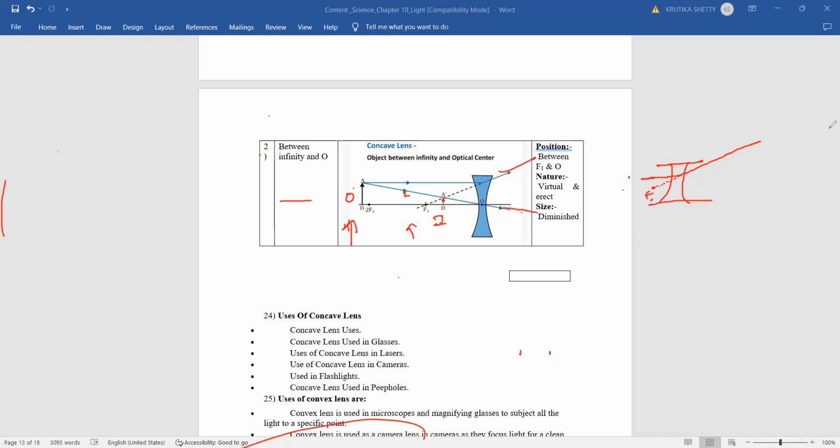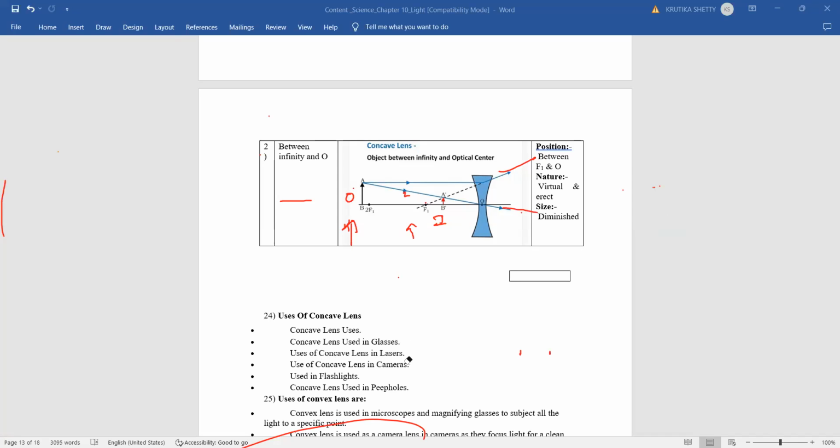Next, we need to discuss the uses. This is the last point in this topic. We need to discuss the uses of concave and convex lenses. So the first use of concave lens: concave lenses are used in glasses.